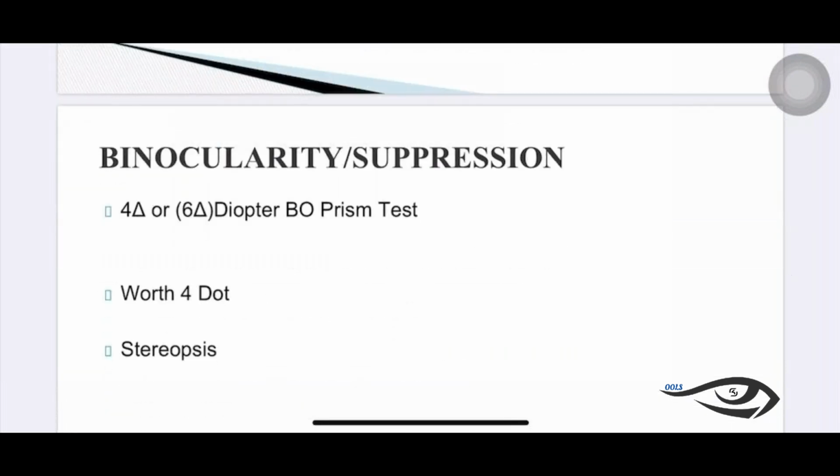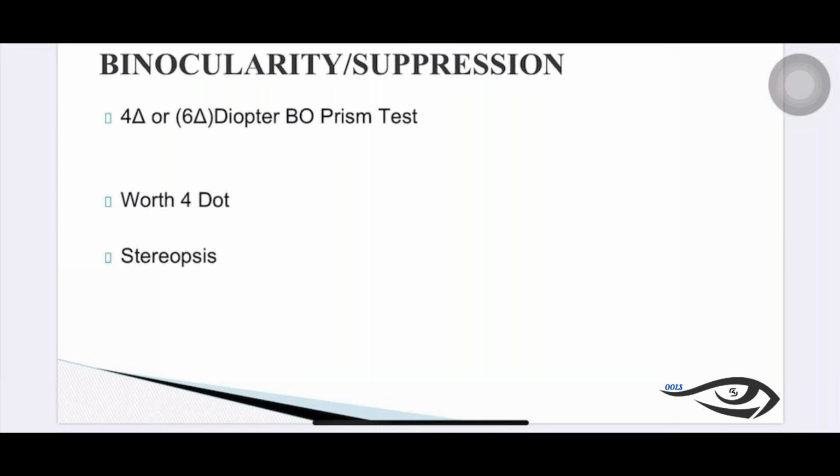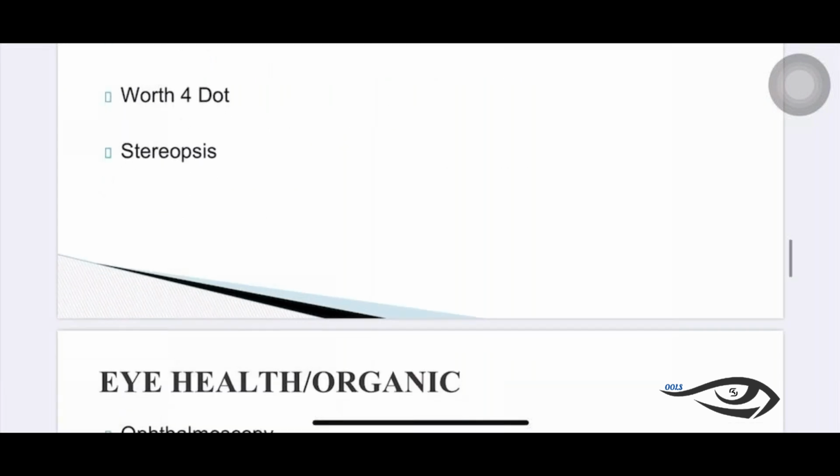One more thing is you have to do the 4 prism base out or 6 prism base out prism test. Then one more thing is the Worth four dot test, which is a very important test. With this test we will come to know which eye is getting suppressed. Then stereopsis is also the most important tool to diagnose the suppression or amblyopia.